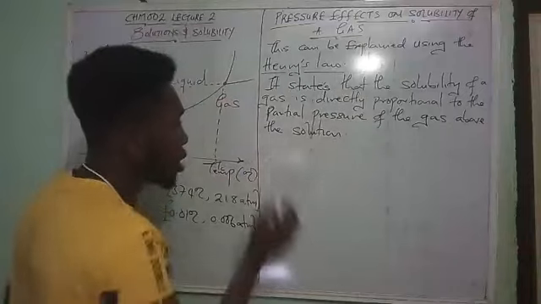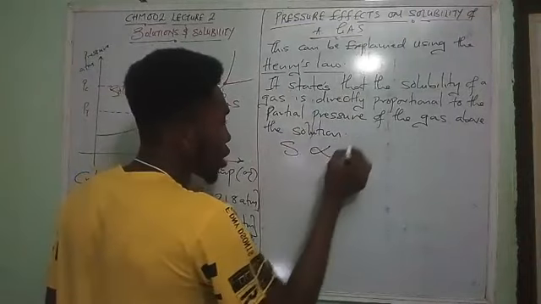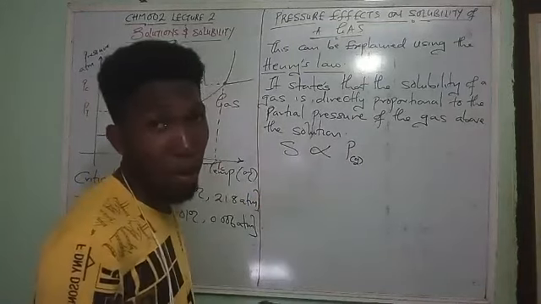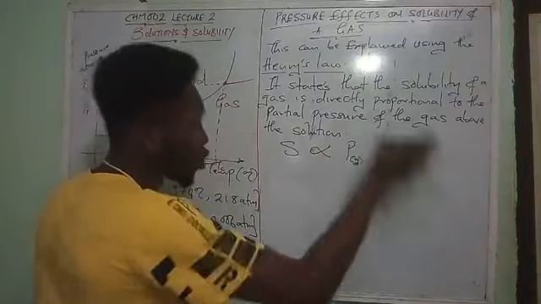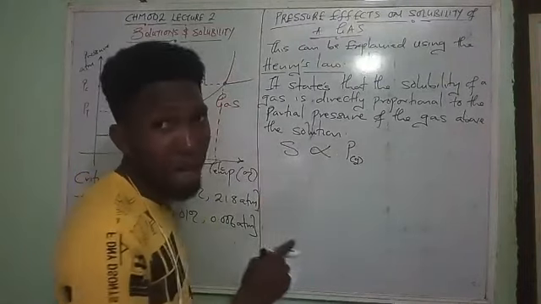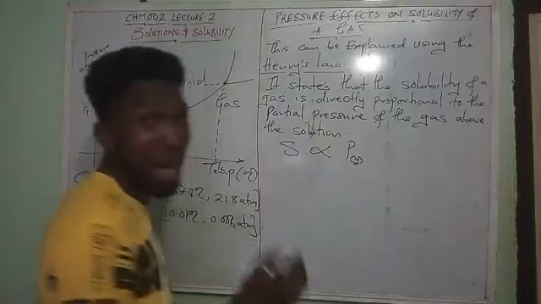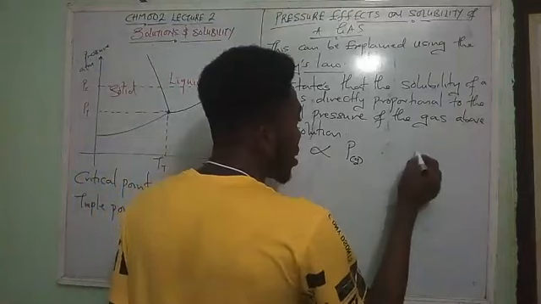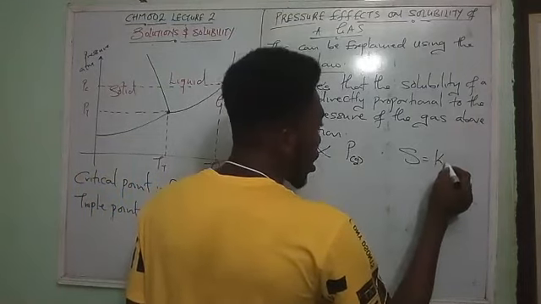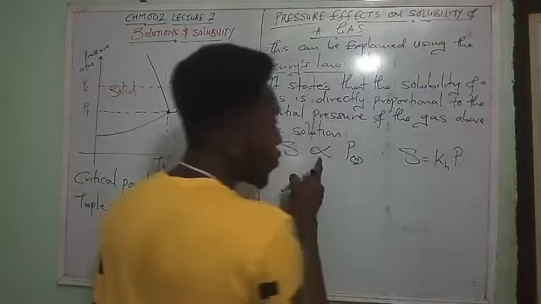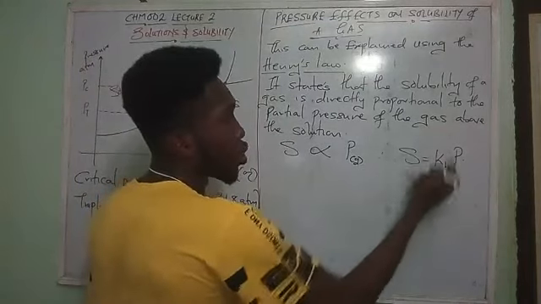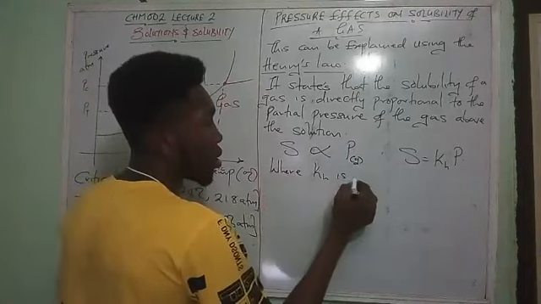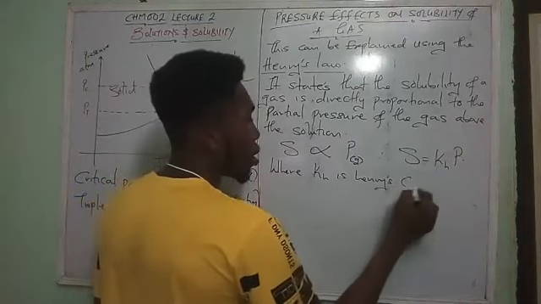The whole of what I'm using here can be written in this format. Solubility is directly proportional to the partial pressure of the gas above the solution. So to remove the proportionality sign, we know that we have to bring in an equals sign and a constant. And that constant is known as Henry's constant. So we have S equals KH P, where KH is Henry's constant.